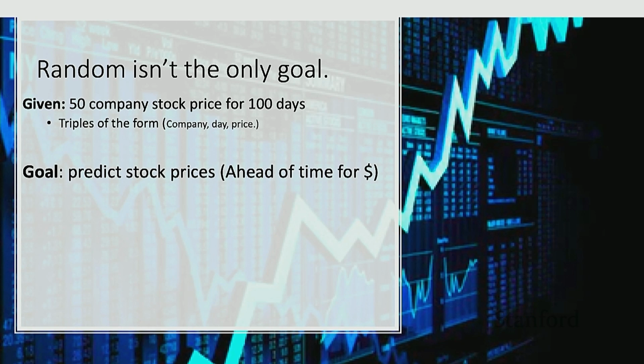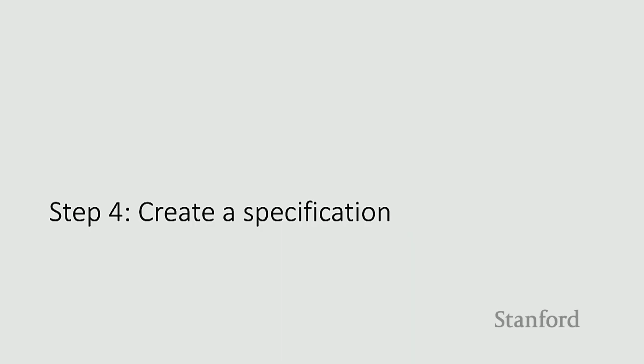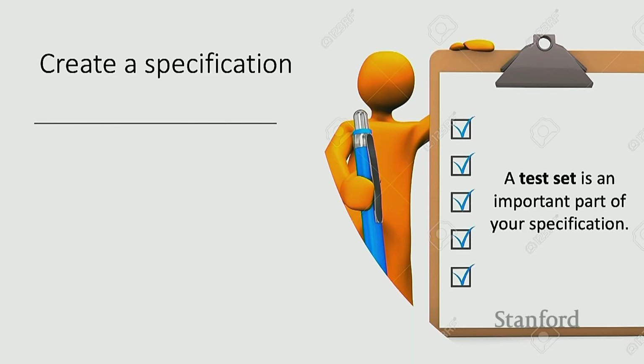This is not what we do in research. And the reason is just because you care about the performance in the future, which is something you don't have access to. So the better split is to use the first 50 days to predict the last 50 days. Okay, and create a specification.